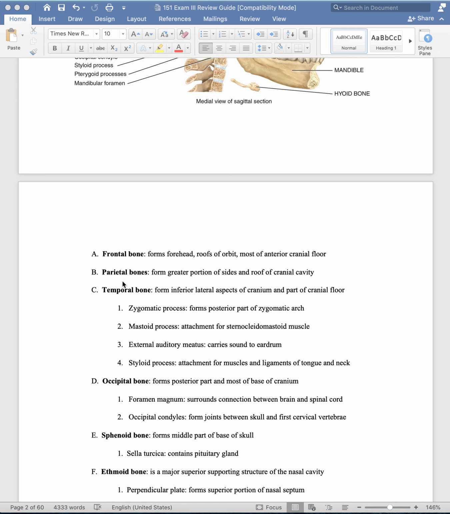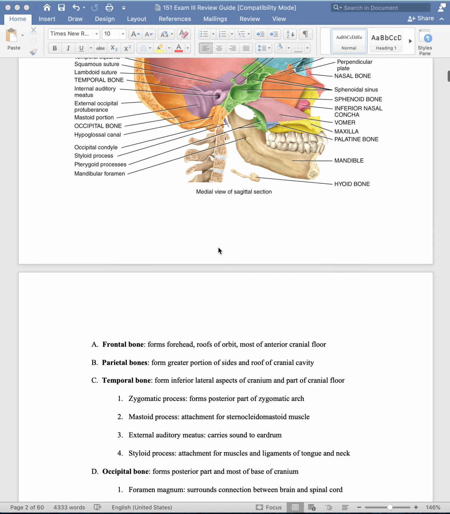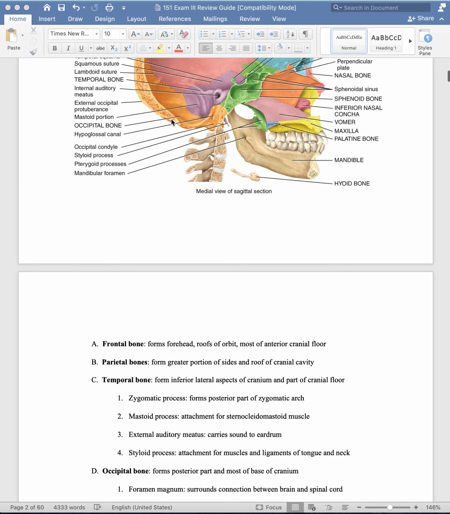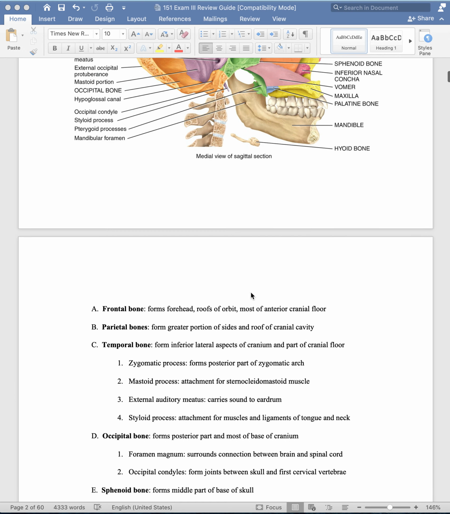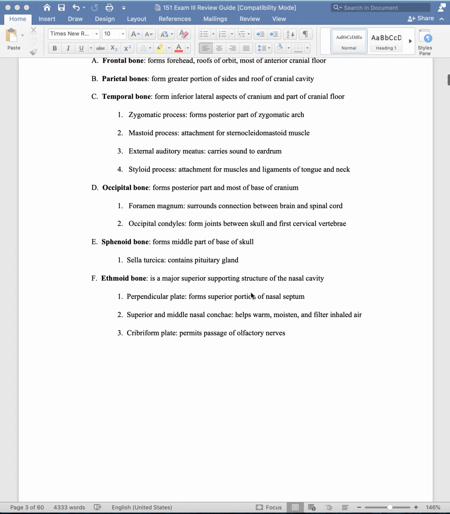So we have the frontal bone, the parietal bones, the temporal bones, the occipital bone that's here in the back. This one is going to be the parietal bone. Here's the temporal bone, sphenoid bone, etc. The ethmoid bone as well.